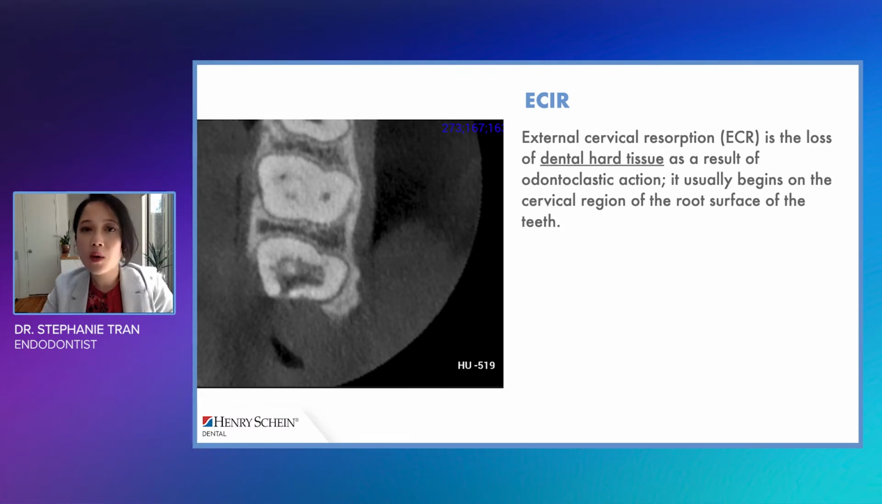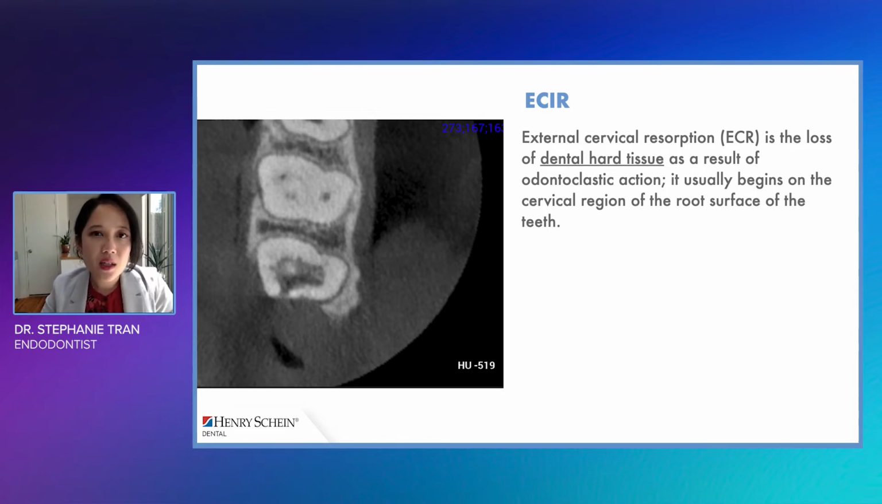So specifically, what is a resorption defect? We're going to be discussing one specific type, which is external cervical invasive resorption, ECIR. You may also see it in other literature as ECR. It's the loss of dental hard tissue as the result of odontoclastic action. Basically, it's kind of like the body is resorbing itself. This is how I explain it to patients.